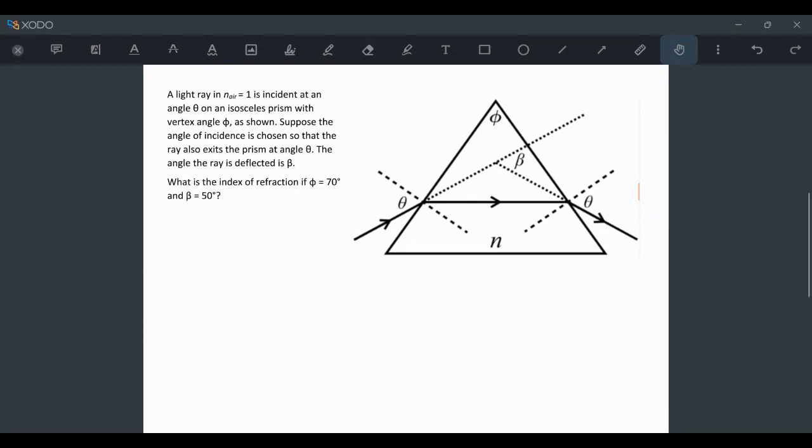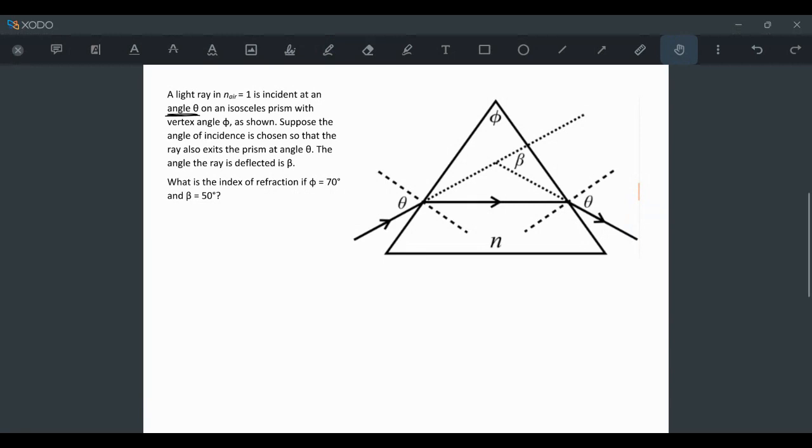It's incident with an angle of theta on an isosceles prism. One thing to note, and I'm sure you went over it in lecture, but good to keep in mind: this angle theta, and any angles of incidence, are always measured, or almost always measured, with respect to the normal. If they're not measured with respect to the normal, it's because whoever designed the question is probably trying to make you work harder, and you have to calculate what the angle is with respect to the normal.